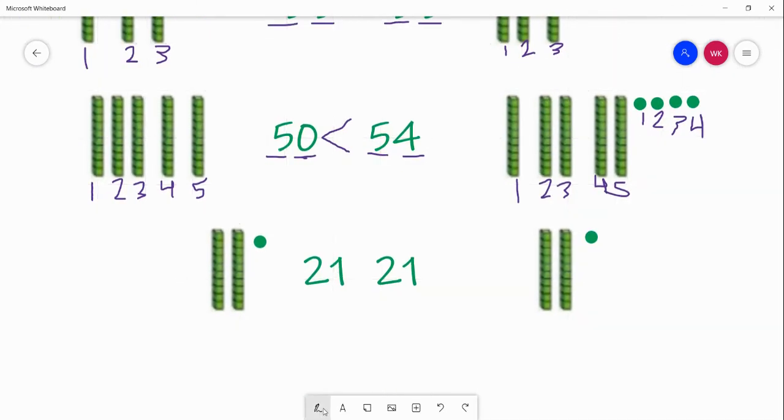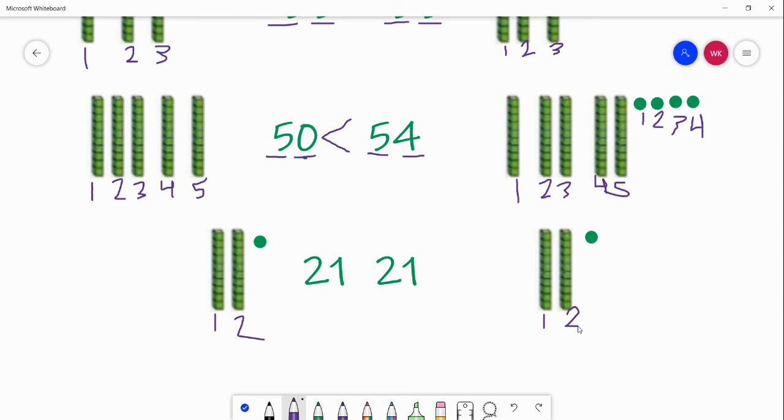All right, and last but not least, we have the number 21. So we're going to look 1, 2. We have 2 tens in that one. I want you to draw this one out, pause the video, and do this one on your own. And when you are ready, go ahead and press play so that you can go over the answer with me.